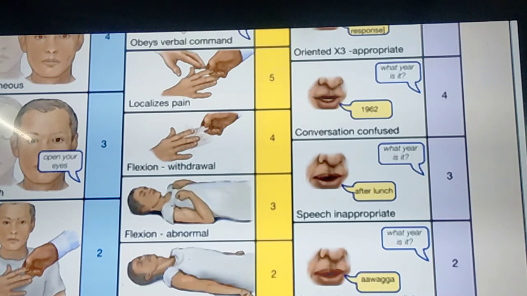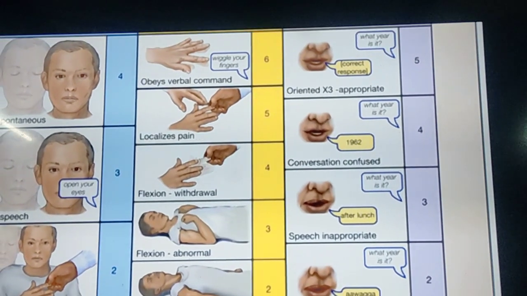Okay, and if there is no response at all. You are asking them something, you are giving them painful stimuli, whatever, still there is no response. The patient is not speaking anything, no response, nil. That time we are going to give the score 1, V1. Okay, so this is how we are going to check for the verbal response.